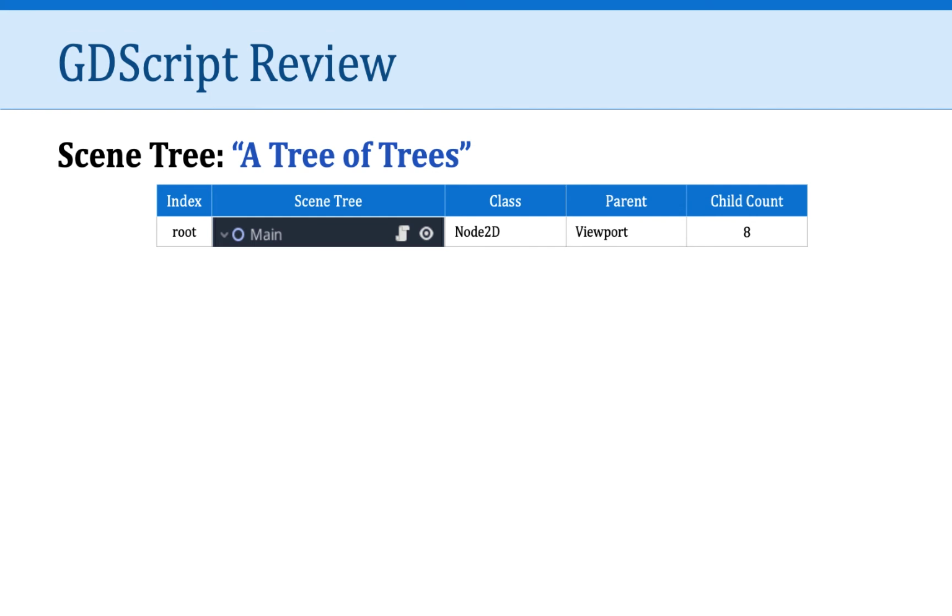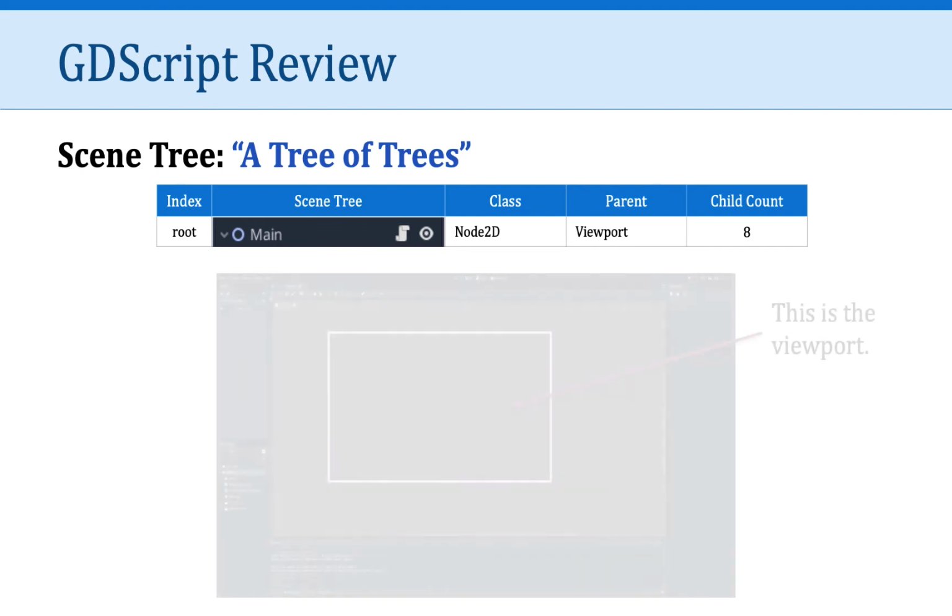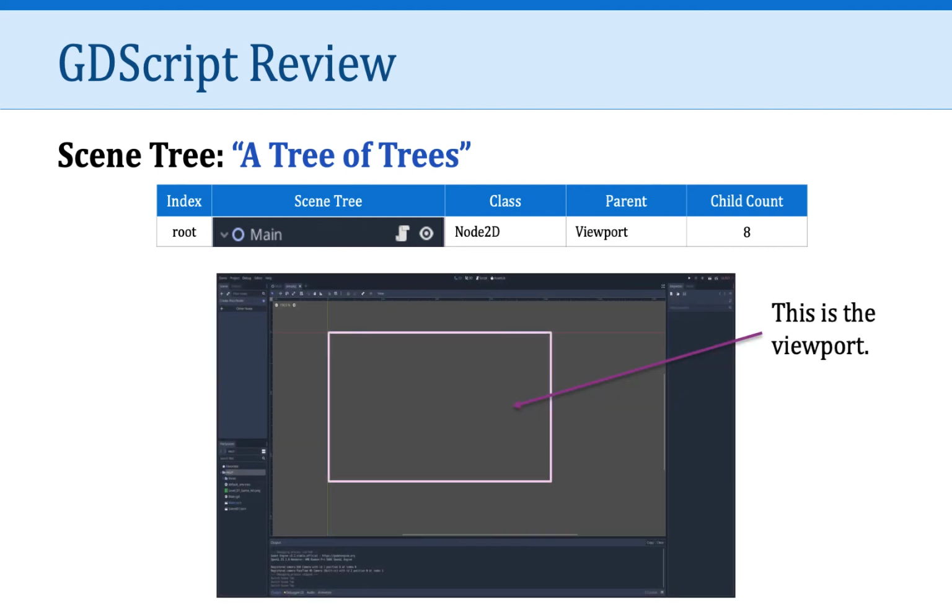And you can see here I've set up a table so we can walk through, for each node in the scene tree, what its index is, what class or type that node is, what the parent is of that node, as well as how many children it has. So in this example, we're seeing that the root node is main. It's our very first node, and its type is Node2D, and its parent is actually the viewport. And remember, the viewport is, if you're in 2D design mode, that rectangle that you see, and everything that is inside of that rectangle is viewable by the player or the user of the game.